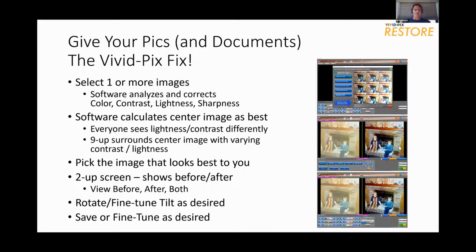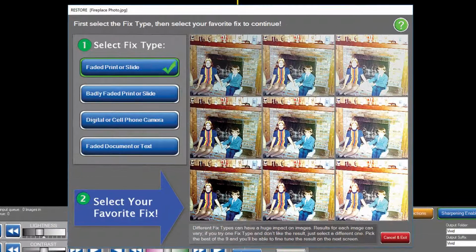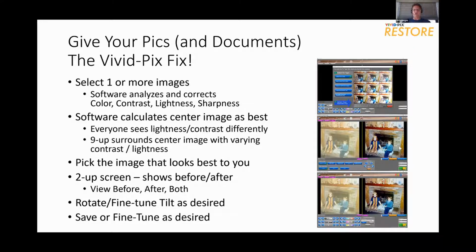The software calculates center image as best. Because everyone sees lightness and contrast differently, we ring that center image with varying amounts of contrast and lightness. You pick the image that looks best to you.